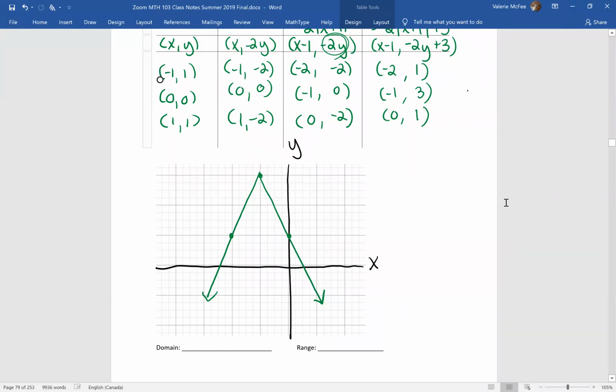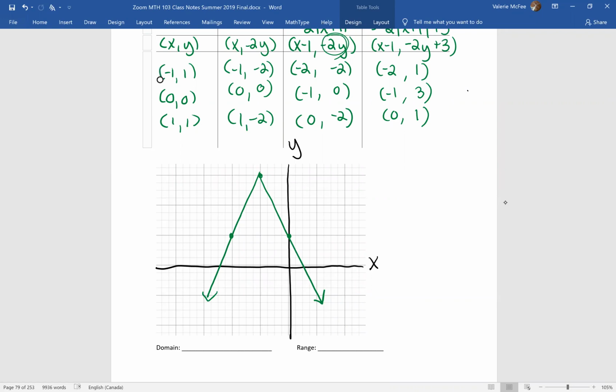So there's our absolute value function reflected across the x-axis, shifted 1 unit to the left and 3 units up. If you haven't found the domain and range already, please pause the video and give that a try.